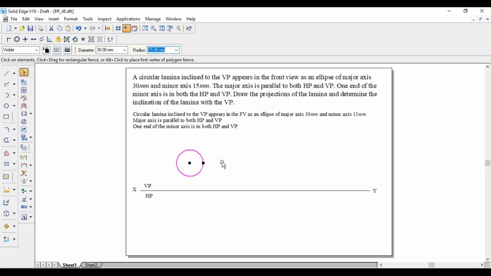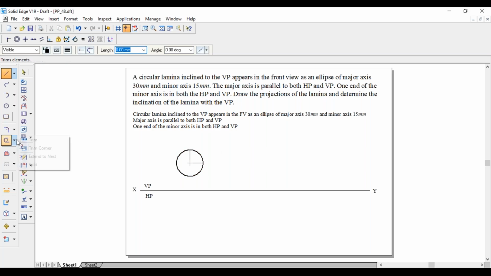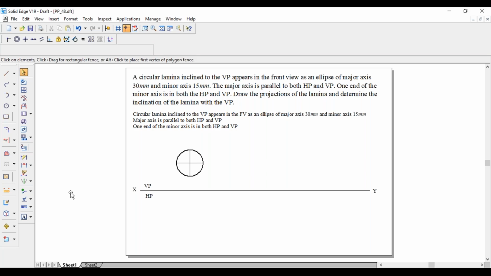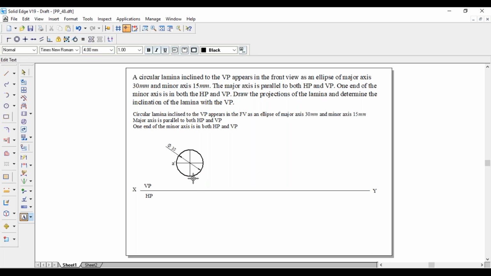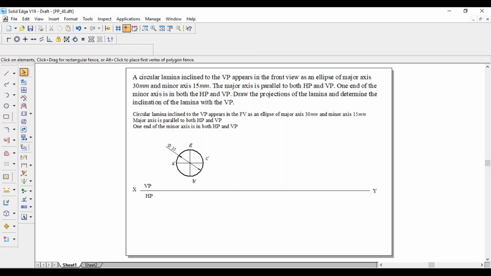Now, dividing this into 8 equal parts is not required, because for the last position, the major axis is parallel to both VP and HP. Just rotate in place. Because of that, I'll go with only 4 divisions. Horizontal, vertical, extend those two. This is diameter 30. A dash, B dash, C dash, D dash.